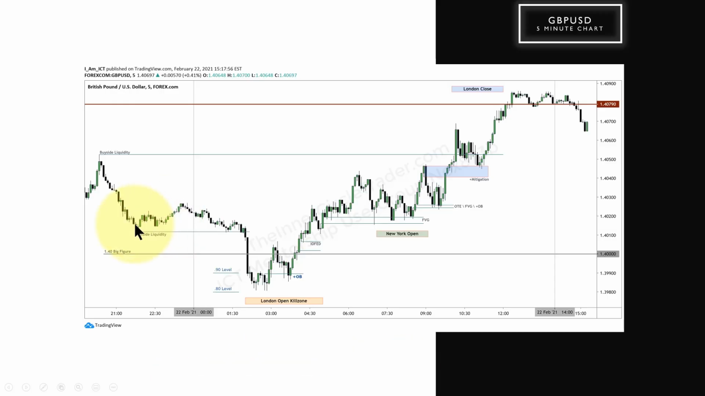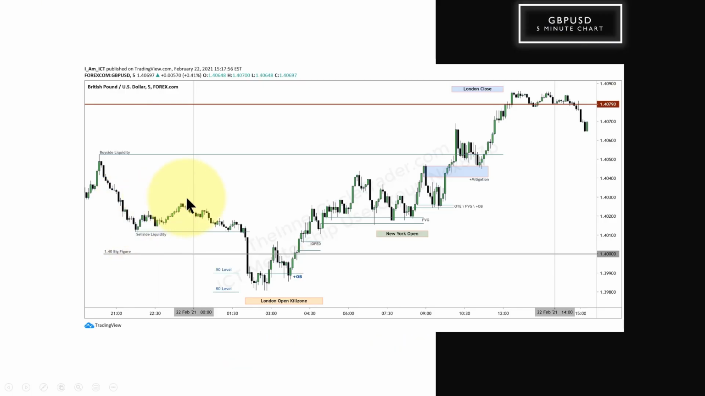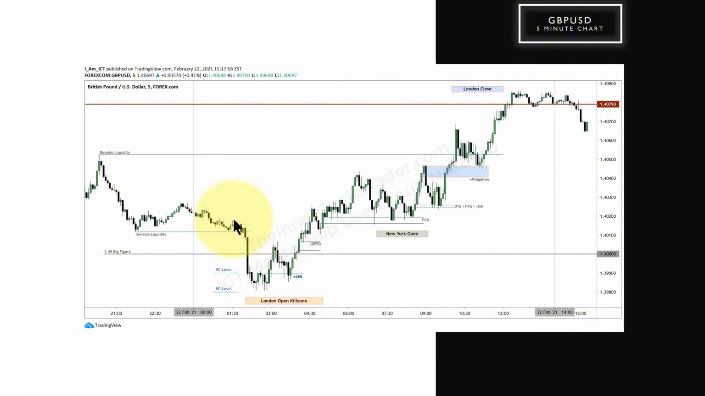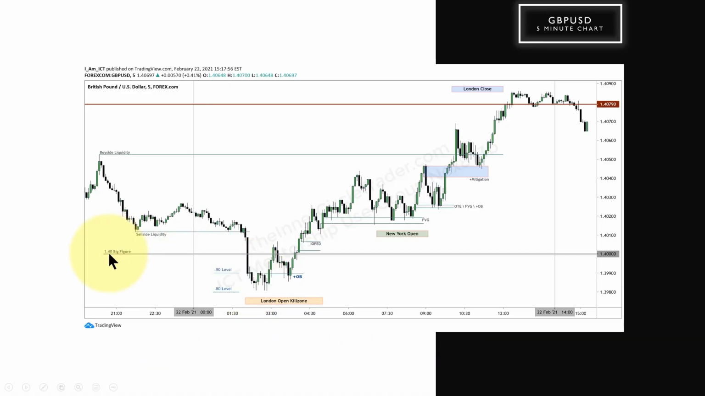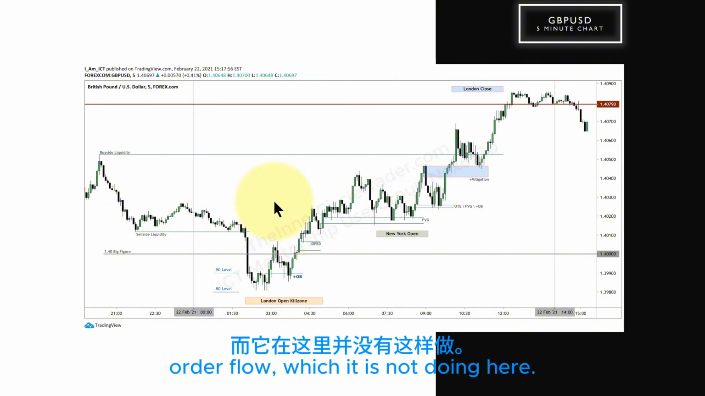So what am I saying? What I mentioned on the euro dollar, how it was creating a low, starts to move up a little bit. Now this one, it was just not willing to go up much from there. Then it dove deeply below that 140 big figure. We've already worked that level, and I showed how it can do when it's moving in the direction of the underlying institutional order flow, which it is not doing here.